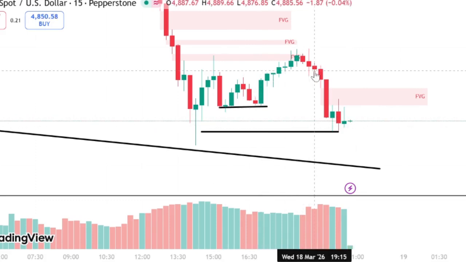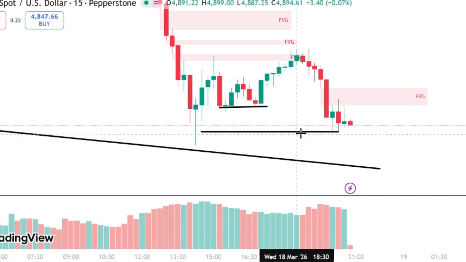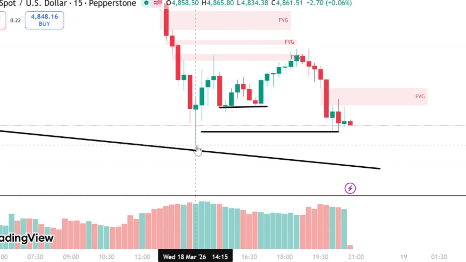We don't know how long it's going to be. But by the way, everything I'm teaching here is for teaching sake. It's not guaranteed. There's nothing in the market that is guaranteed. Technically, this is what happens in the market. So this was the previous low.